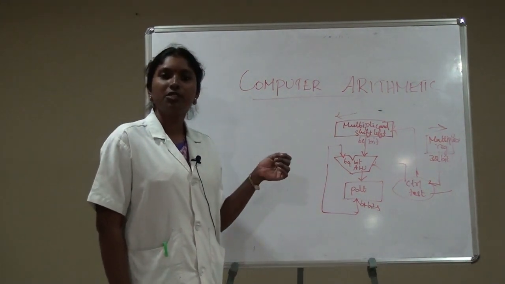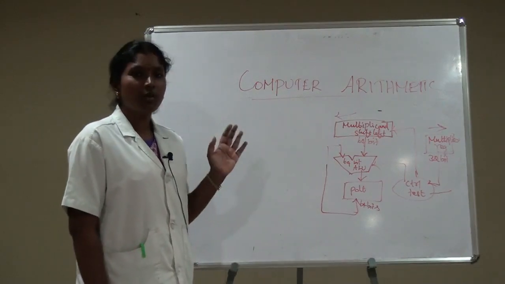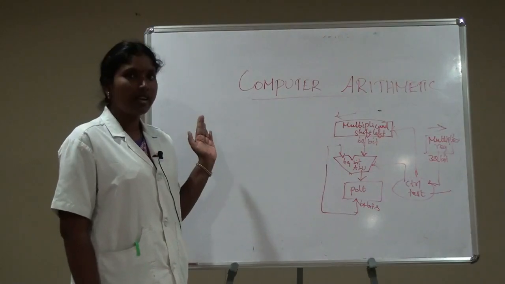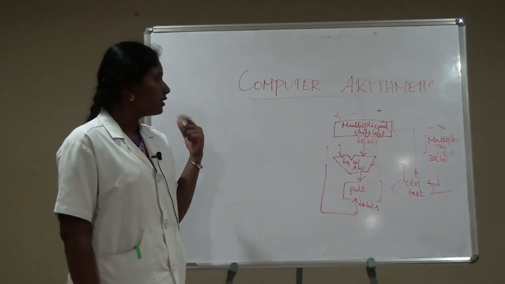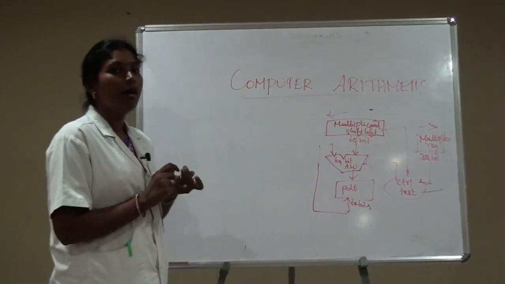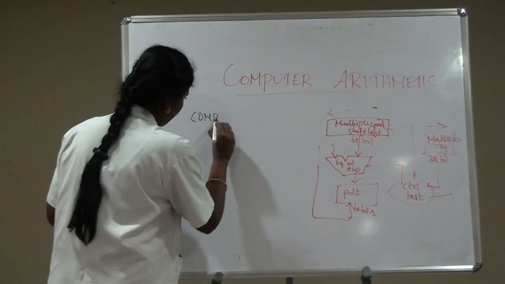Here I am going to present a topic, computer arithmetic operation. We already know what is meant by a computer. A computer is an electronic machine that can accept data from the user, process the data and produce the desired output. That is the meaning of a computer. So we have described the computer.